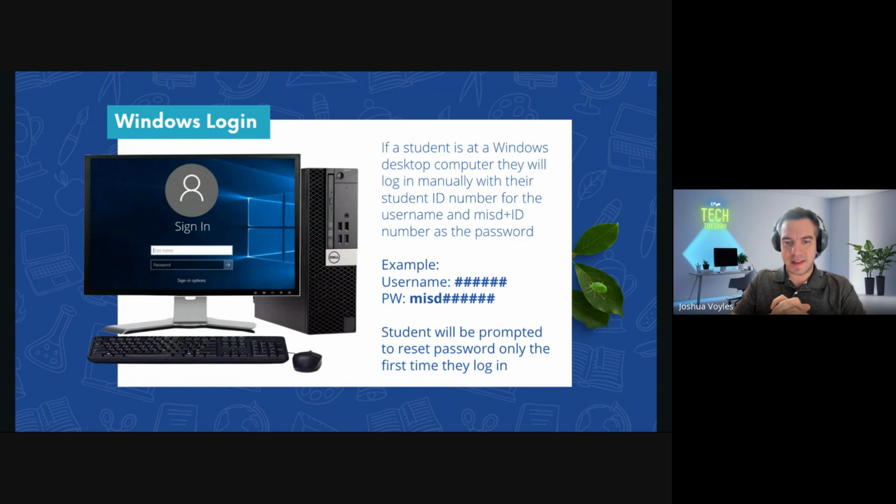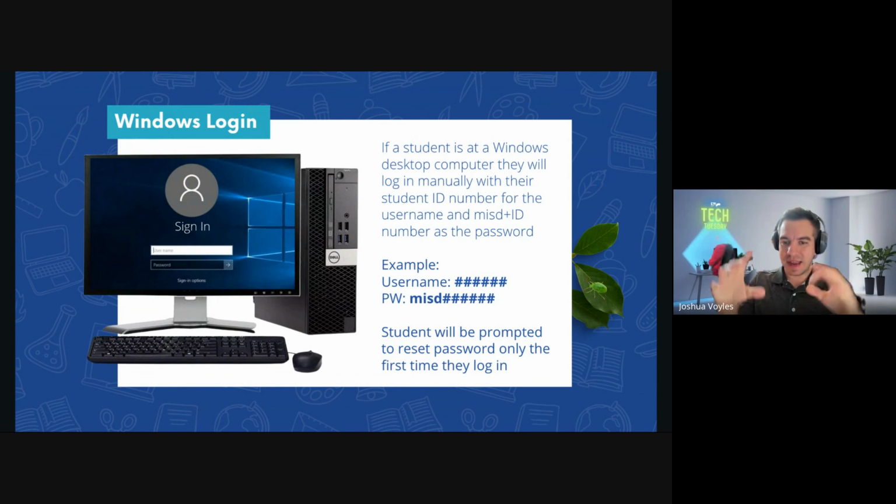Now, let's say the students are in a lab with Windows PCs, or they're at a computer and they don't have their badge. So for the Windows login specifically, if a student is at a desktop computer, they will need to log in manually with their student ID number for the username. And for the password will be MISD plus the ID number again. So for example, the password is MISD, and then once again, the ID number.